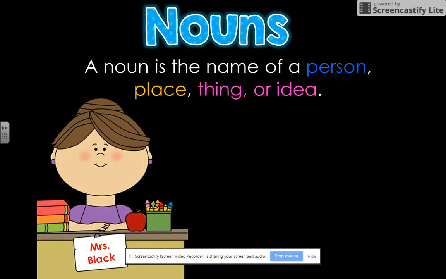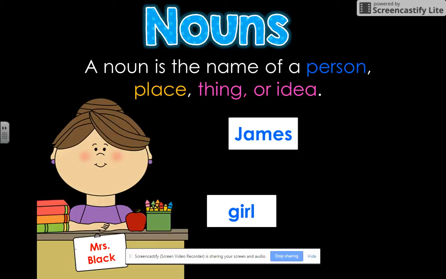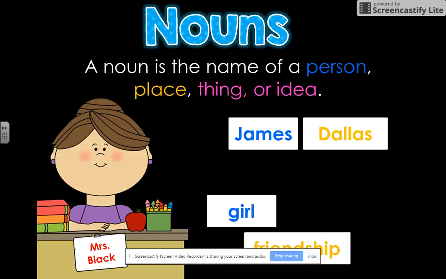So if we take a look at some examples here, we have James and a girl. Of course, those are people. Notice how James is capitalized. James is actually a proper noun. We'll talk more about those in a few weeks. Girl is just a regular common noun. We also have Dallas, friendship. Dallas is a proper noun. It's a place. It's capitalized because it's proper.